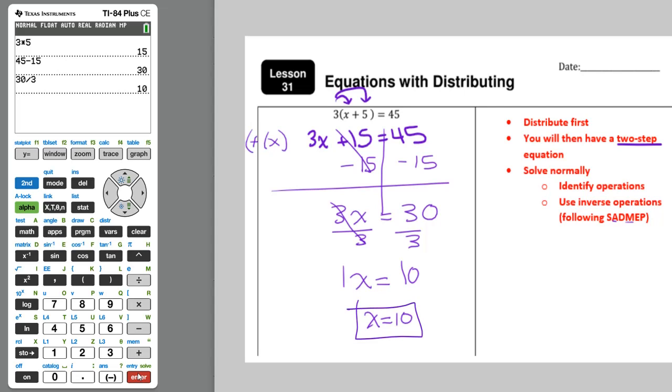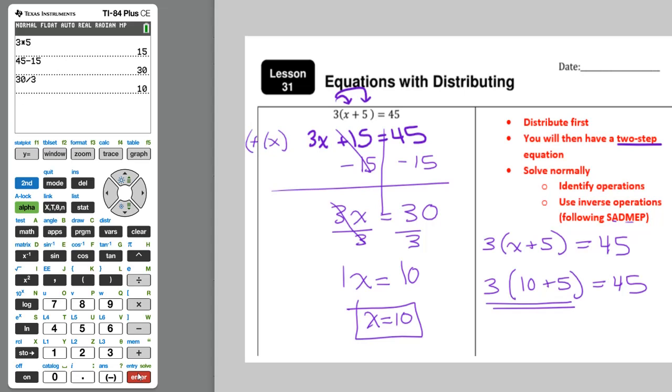Again, to check, I'm going to rewrite the original equation that I was given. I'm going to replace x with 10. Because I don't have variables on both sides, I really just have to do this one side on my calculator. Here we go. 3 times 10 plus 5 in parentheses, and I hopefully will get 45. And I did. And so my answer is correct.